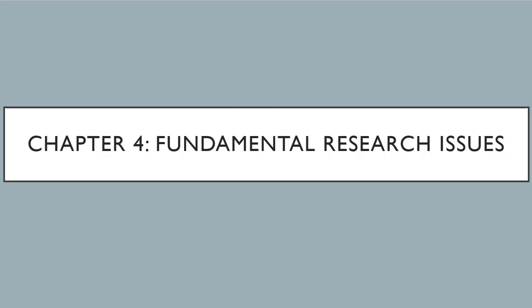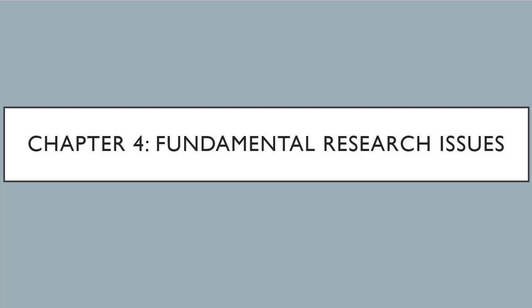Here in Chapter 4, we're going to take a look at some of the fundamental research issues. We're going to focus on variables, operational definitions, and measures of validity. The important part of this chapter is to understand the basic ideas and to be able to understand why we want to have valid studies and why we want to use operational definitions as a way to improve construct validity, as well as why we use internal and external validity as measures of good research.